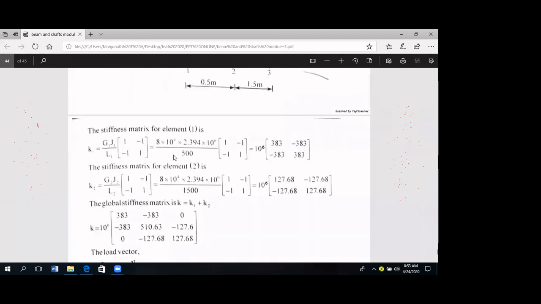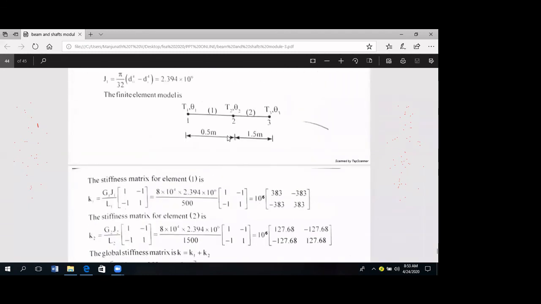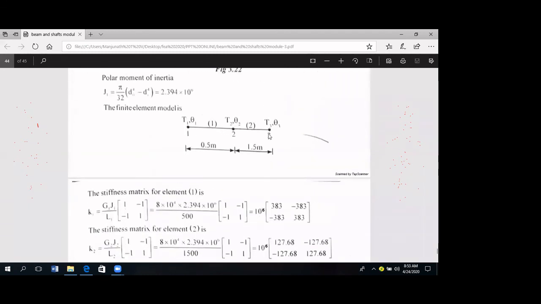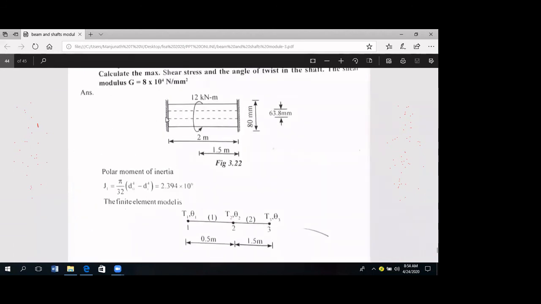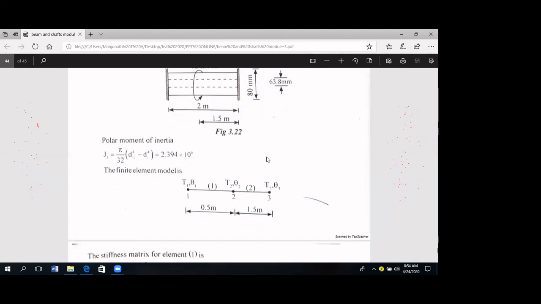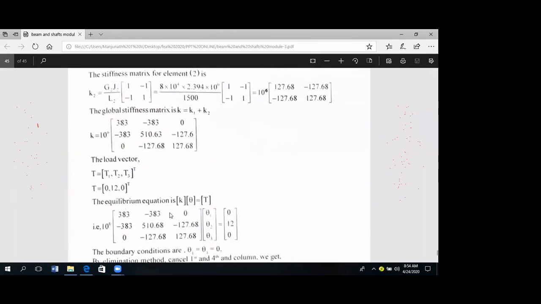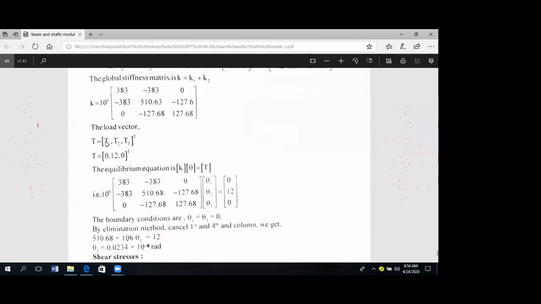Now for this case, write the load vector. We have three nodes, node number 1, node number 2, node number 3. At node number 1 the torque applied is T1, at node number 2, T2, at node number 3, T3. At node number 1 it is fixed, so no torque is applied, so T1 is 0. At node number 2, the torque applied is 12 kilonewton meter. At node number 3, it is fixed again, so no torque at that point, so T3 is equal to 0. So T1 is 0, T2 is 12, and T3 is 0.